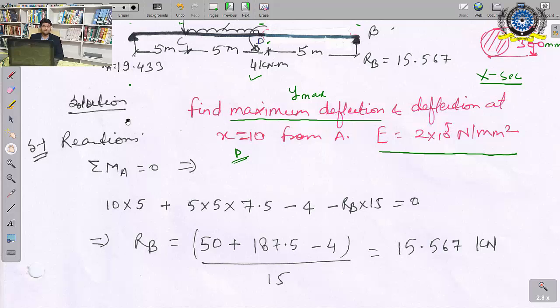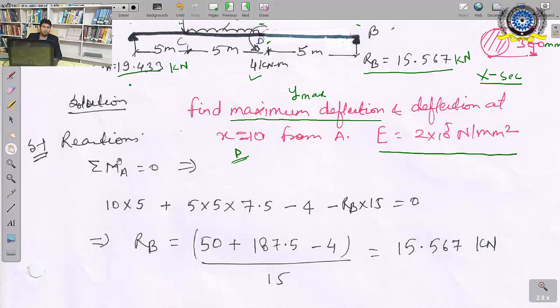Okay, so the reactions I have calculated, and these are found to be RA 19.43 and RB 15.576 kN. These values are in kN. Remember, the loads are in kilonewton and the distances are in meter. So the reactions have been calculated.